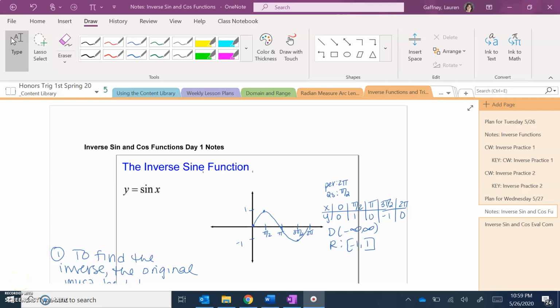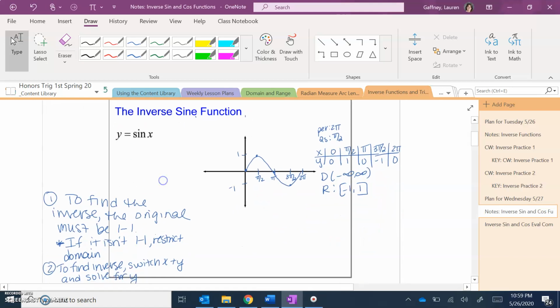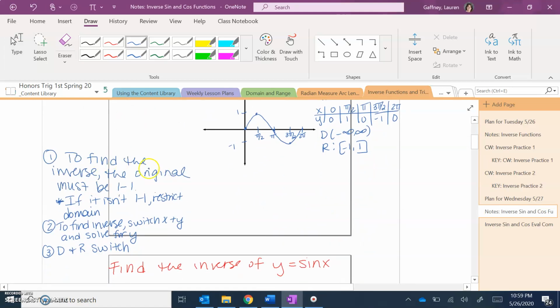All right, guys, what we're going to do today is use some of that Algebra 2 knowledge of inverses and apply it to trig. Okay, so a couple things just to remind you about inverses. To find the inverse of a function, the original has to be 1 to 1. So to be 1 to 1, it has to pass the vertical line test and the horizontal line test.